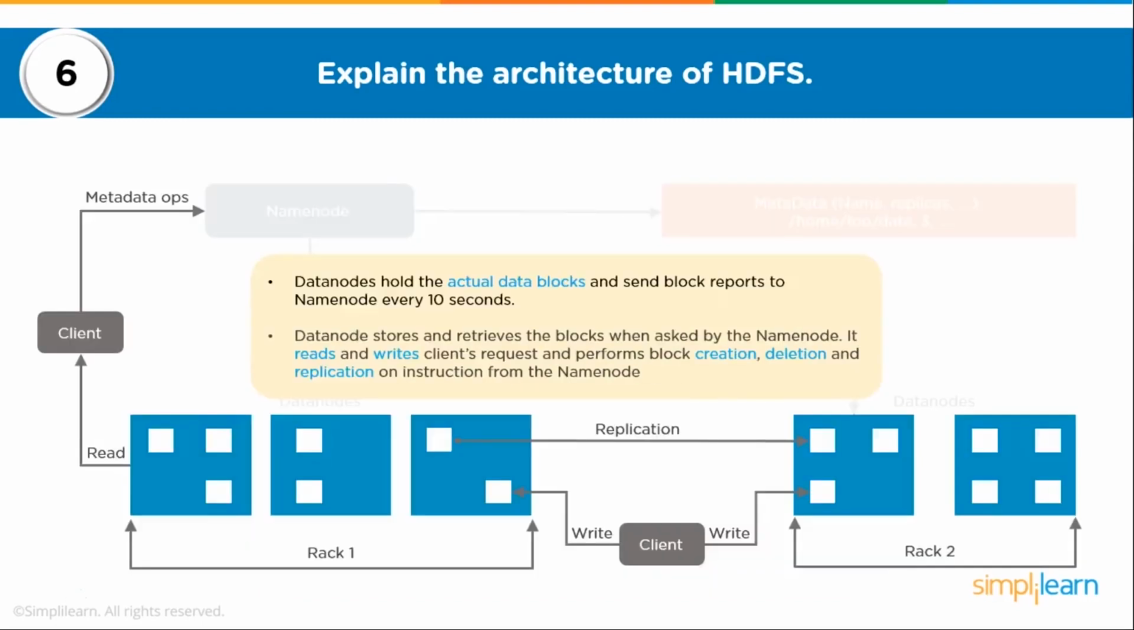Now, when we look at data nodes, as I mentioned, data nodes hold the actual data blocks and they are sending these block reports every 10 seconds. So the metadata in NameNode's RAM is constantly getting updated. And metadata in disk is also constantly getting updated based on any kind of write activity happening on the cluster.